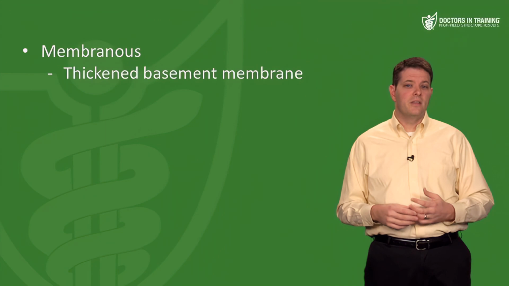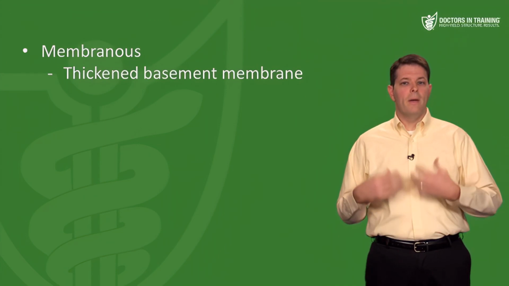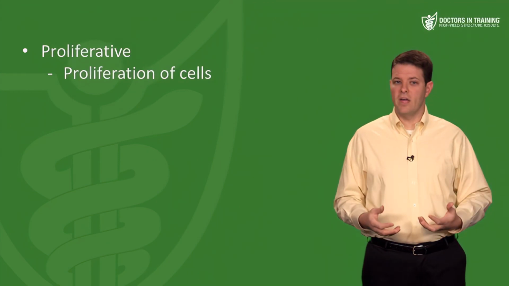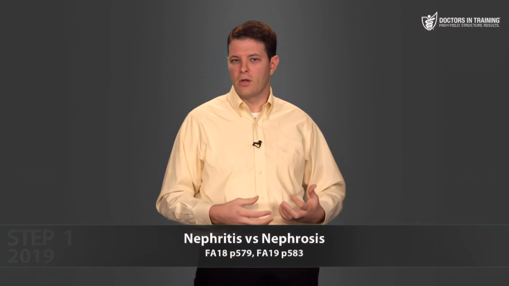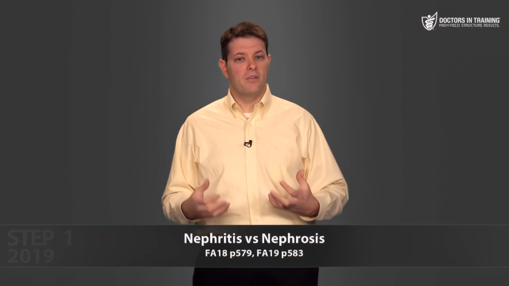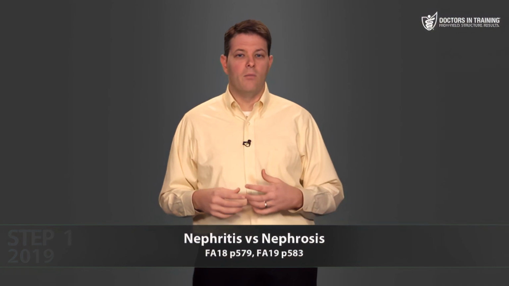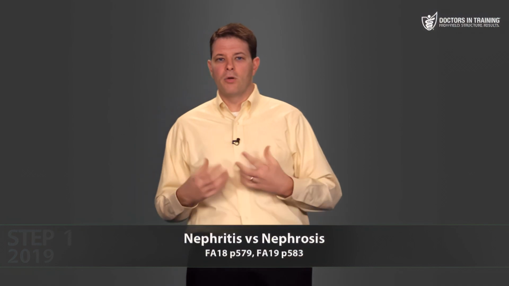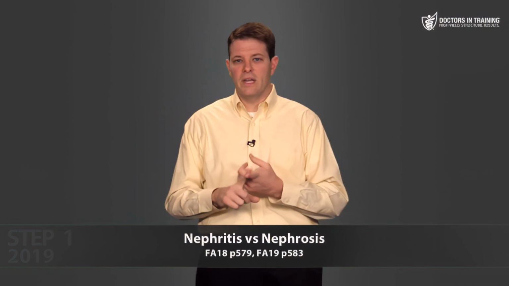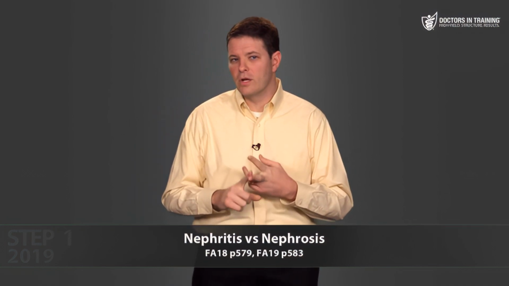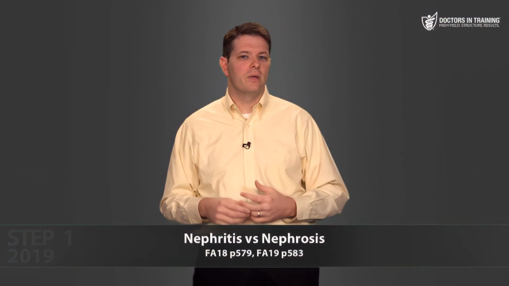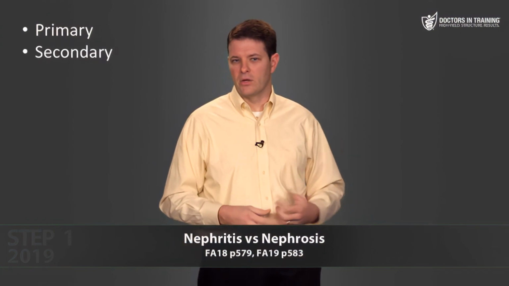When you look at the biopsy and you see that the basement membrane is thickened, that's called membranous, like membranous nephropathy. And if you have proliferation of cells, that's called a proliferative disease. So diffuse proliferative glomerulonephritis means that the glomeruli are hypercellular, you have proliferation, and that more than half the glomeruli are affected. That's why it's diffuse. And then membranoproliferative glomerulonephritis means that there's both thickening of the basement membrane and proliferation of cells. It's membranoproliferative.